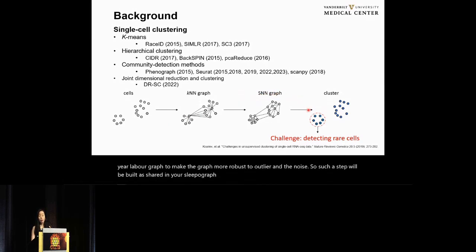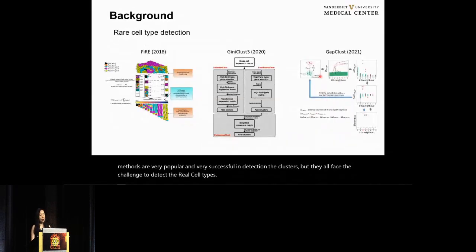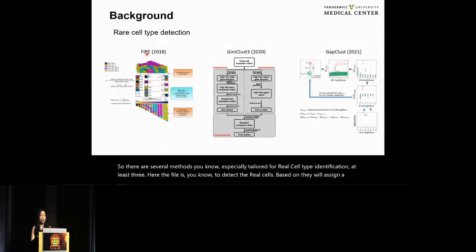Then the clusters will be identified, trying to maximize the connection within the cluster and minimize the connection between the clusters. These methods are very popular and very successful in detecting clusters, but they all face the challenge of detecting the rare cell types. There are several methods specially tailored for rare cell type identification. I list 3 here. The first is to detect the rare cells: they assign a rarity score for every cell based on the neighborhood density.